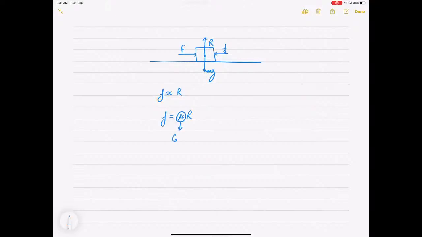This is called the coefficient of frictional force. Now it's different for different categories of frictional force. We have three: static, limiting, and kinetic.